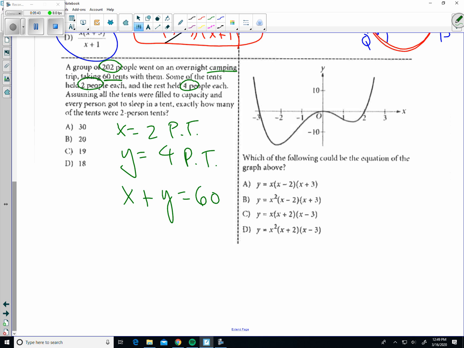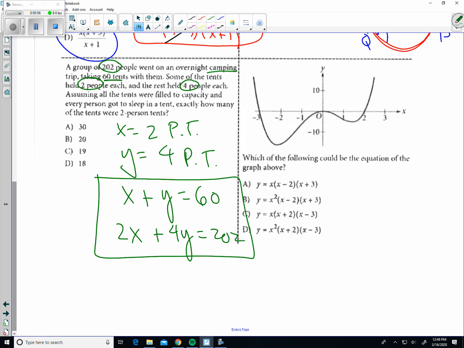And every time we bring an x, it can hold 2 people. And every time we bring a y, it could hold 4 people. And altogether, it held 202. So that would be our system. The question again is to find out how many of the tents were going to hold 2 people.